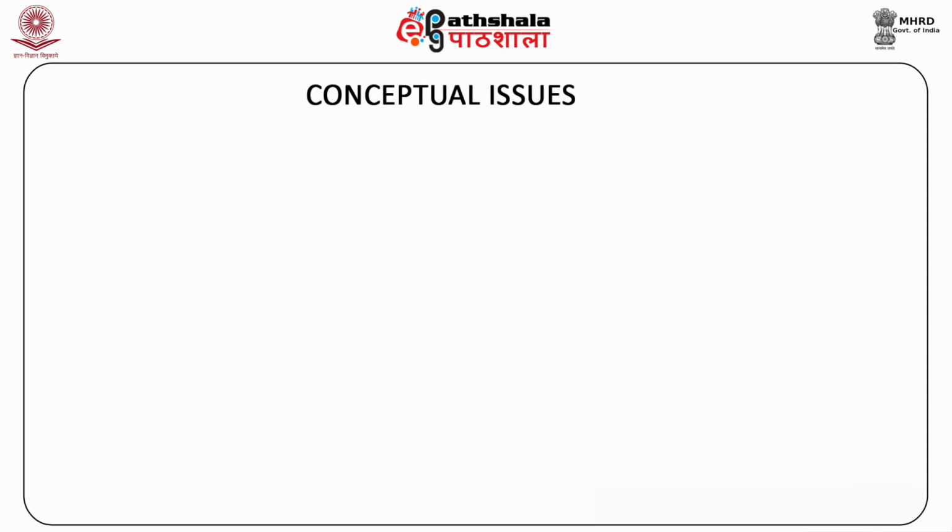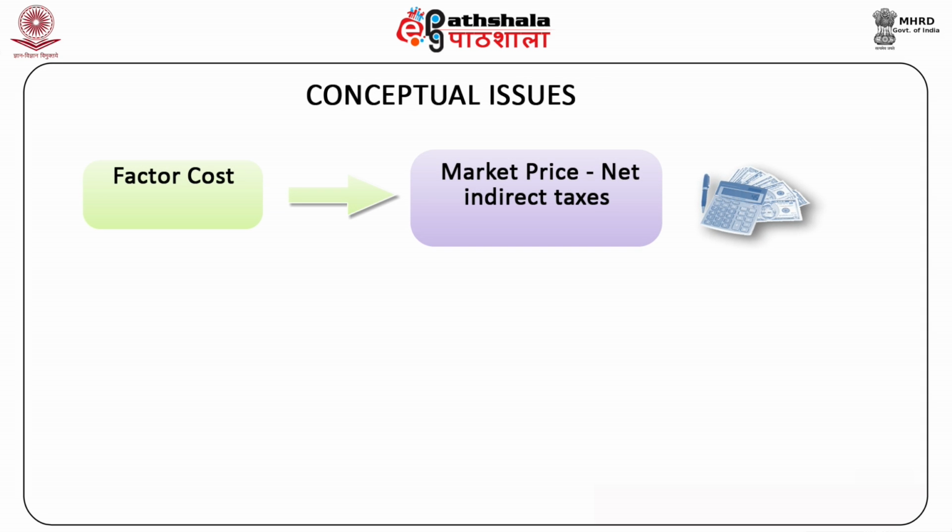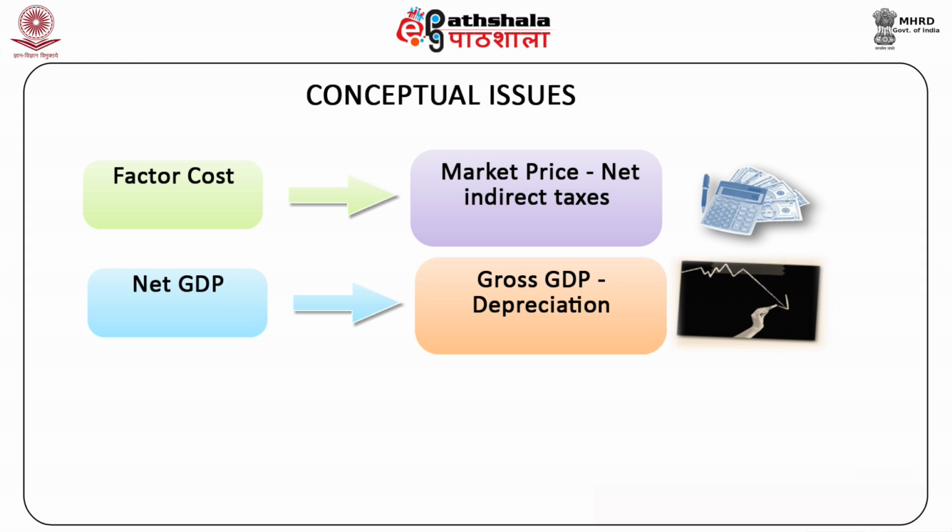Next is the distinction between market price and factor cost. The value of final goods and services that is measured at market prices is GDP at market prices. However, the GDP at factor cost differs due to existence of indirect taxes and subsidies. In order to derive the actual cost, net indirect taxes are subtracted from GDP at market price. The difference between gross and net is depreciation. Depreciation or consumption of fixed capital is the capital that is used up or wears out during the production process. This depreciation is subtracted from gross GDP.